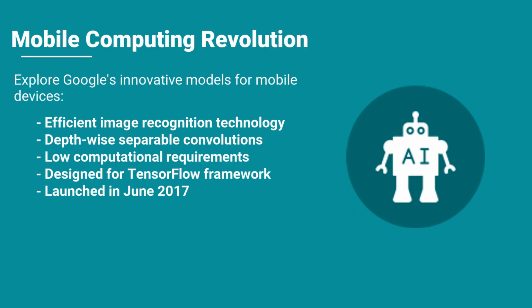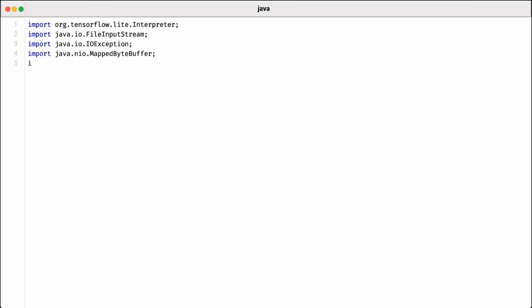In June 2017, Google made a significant contribution to the field of mobile computing by introducing Mobilenets v1, a set of 16 mobile-first deep learning models designed for TensorFlow. These models leverage depthwise separable convolutions, allowing for efficient image recognition tasks on mobile devices while keeping the computational requirements low. Now let's see how we can implement a Mobilenet model in our Android application using TensorFlow Lite. The code demonstrates the creation of a class named Mobilenet model, which is responsible for loading the Mobilenet model and making image classification possible.